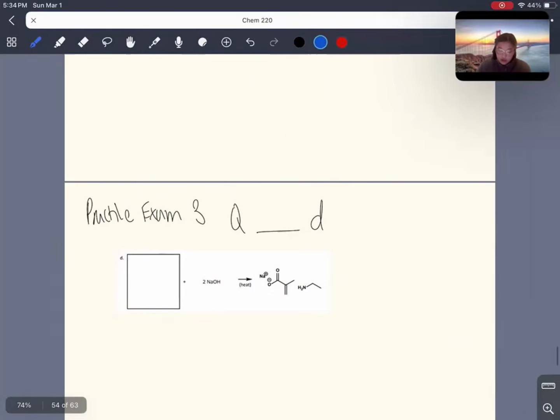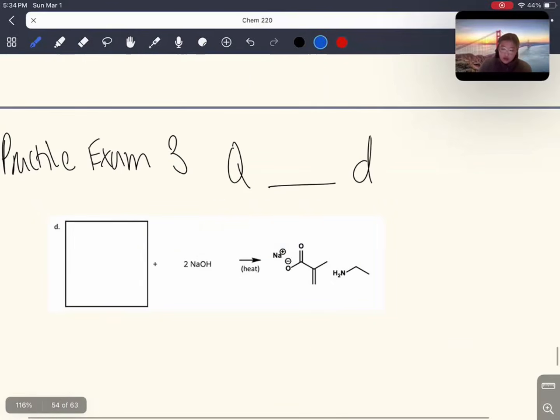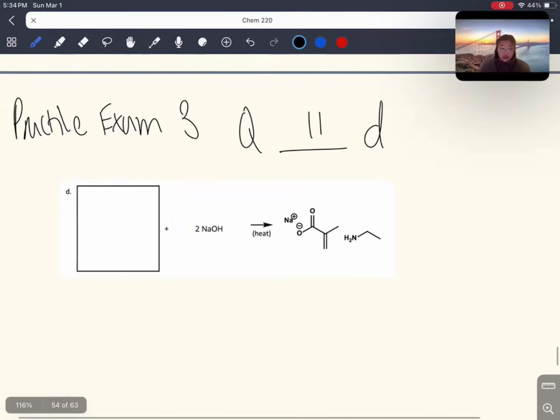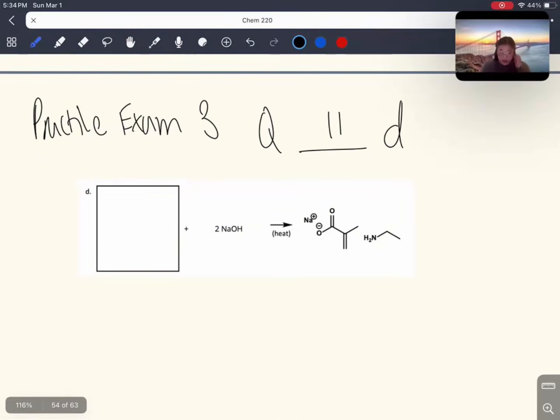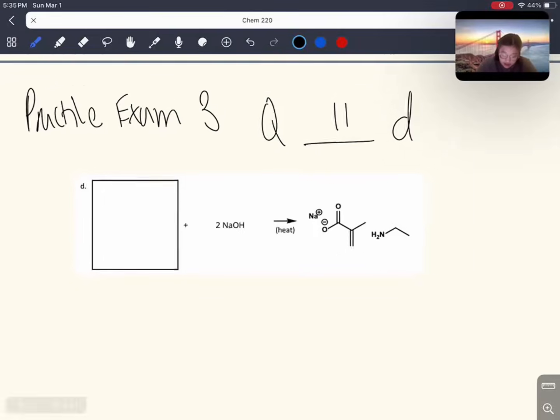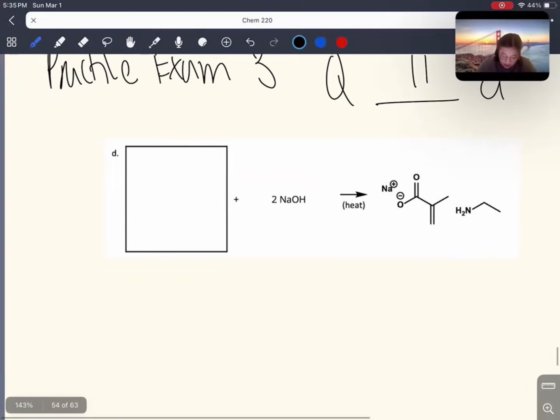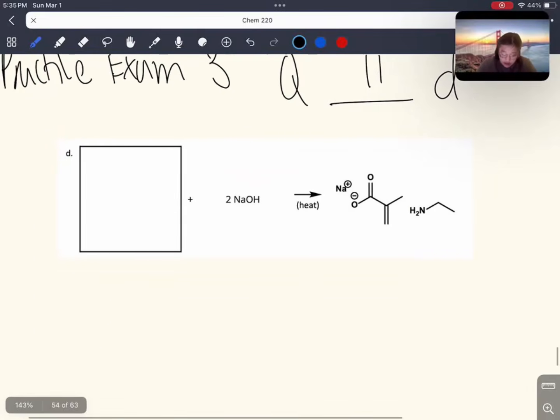Okay. So the next question is also from practice exam 3. It's question 11D. And now it asks us to predict the reactant, so our starting reactant, and it gives us the product of the reaction. And so I see that we're adding something with NaOH. We're also adding heat, and then we get an alkoxide.